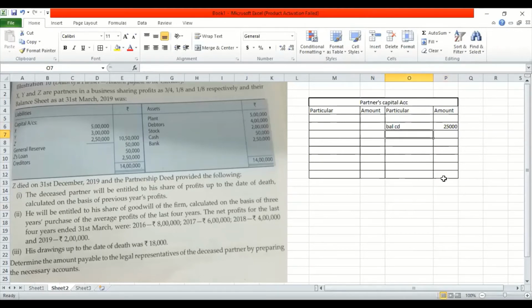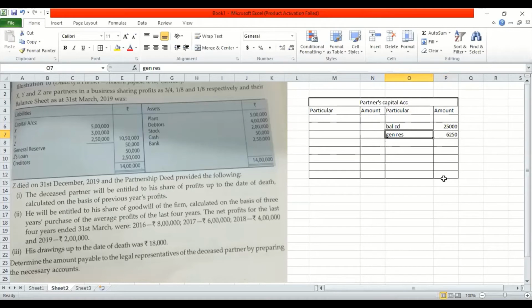Then if I see there is a general reserve, what are you supposed to do with the general reserve? You are supposed to give him his share. His share is 1 by 8. So 1 by 8 into 50,000, if I do that, I get 6250. You should be very, very quick in your calculations. We can't waste time on this part.